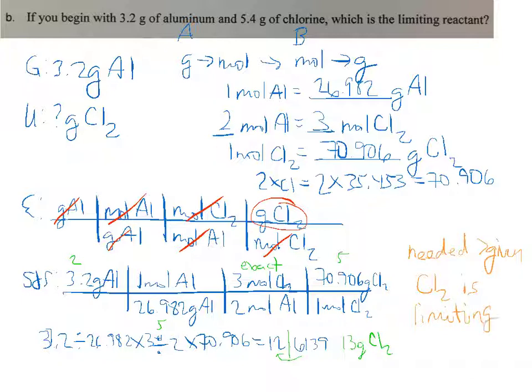Alright, so now that we know what our limiting reactant is, we know that it's the chlorine, we can actually figure out how much product we're going to make. That's the next step. So we know that we were given 5.4 grams of chlorine in this problem, and we are trying to figure out how much aluminum chloride we can make.